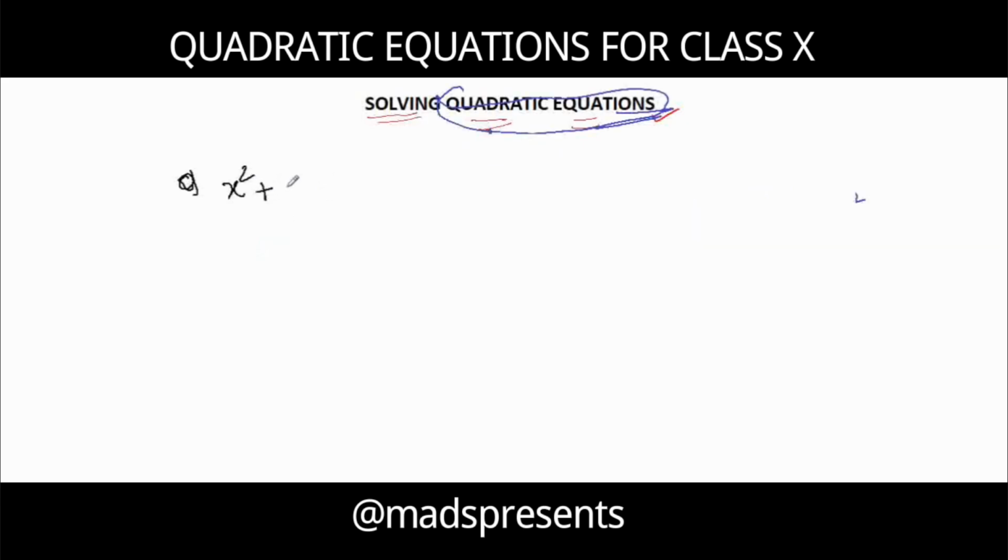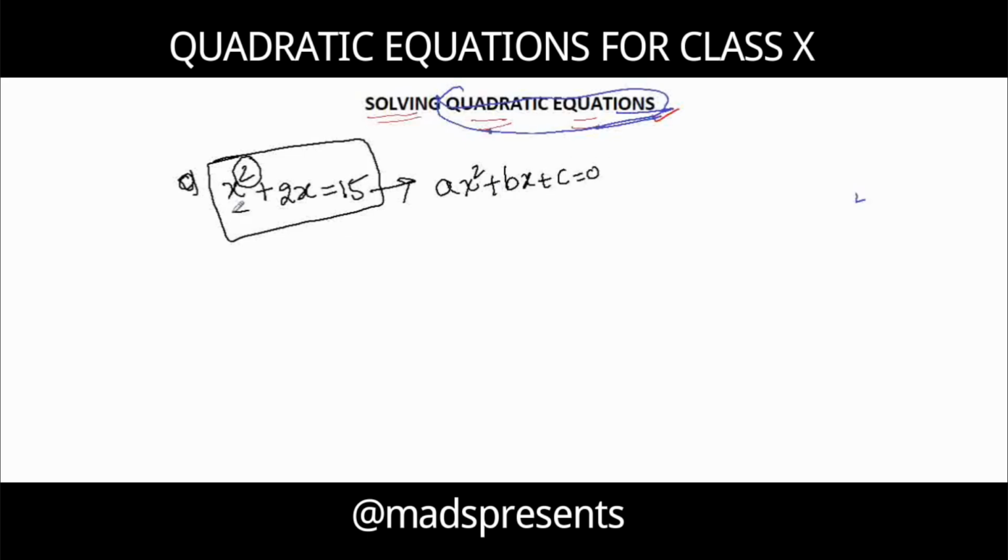Take x² + 2x = 15. If you observe this, it is a quadratic equation because the highest power is 2. But this equation is not in order. What is the order of the quadratic equation? It should be ax², next the bx term, next the constant term. But here the constant is after the equal sign, so bring the constant term inside. It will become x² + 2x − 15 = 0.